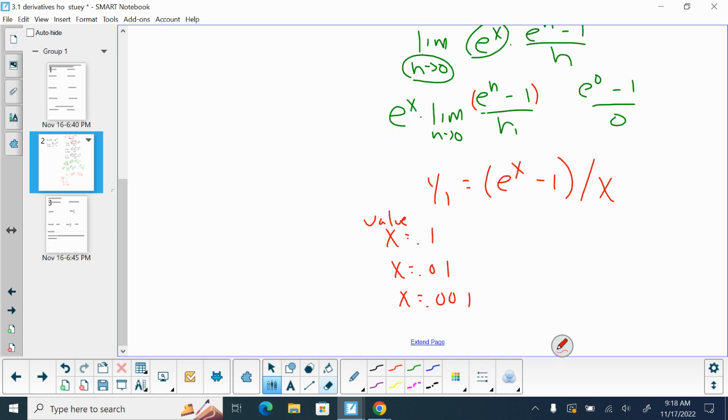So this value right here gets closer to a value of 1. So what we're left with is e to the x times the value of 1, or e to the x. So if I take the derivative of e to the x, I get e to the x. Sort of a nice derivative. And we'll utilize that as we go along. Students tend to like e to the x functions when taking derivatives, because the derivative of e to the x is just itself.